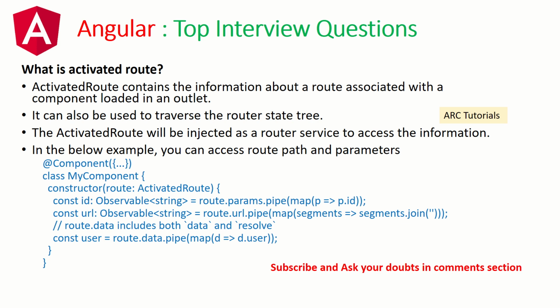Similarly, just like how we learned to inject router, you can also inject ActivatedRoute from Angular router and put it in the constructor like how I have put it in the example. So you can inject ActivatedRoute and create an object route, use route.params.pipe, and you can get the observable which will have all the data.